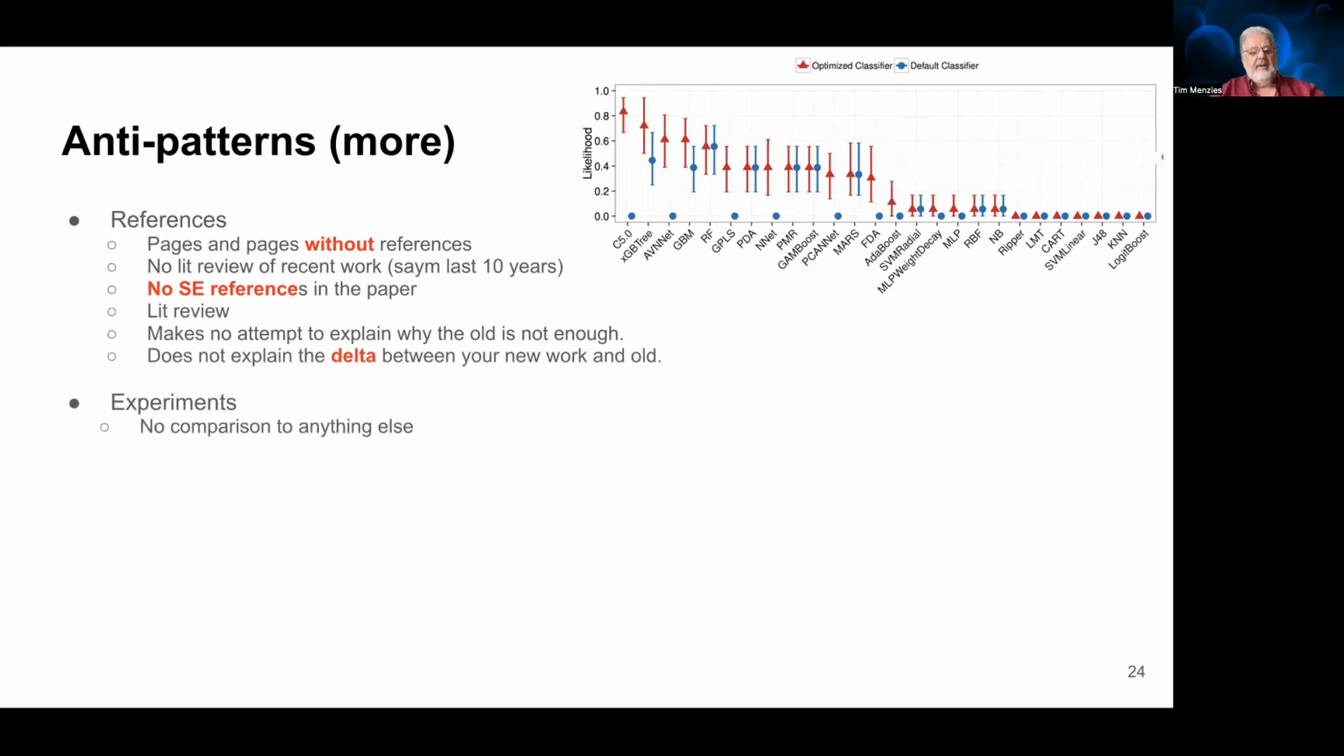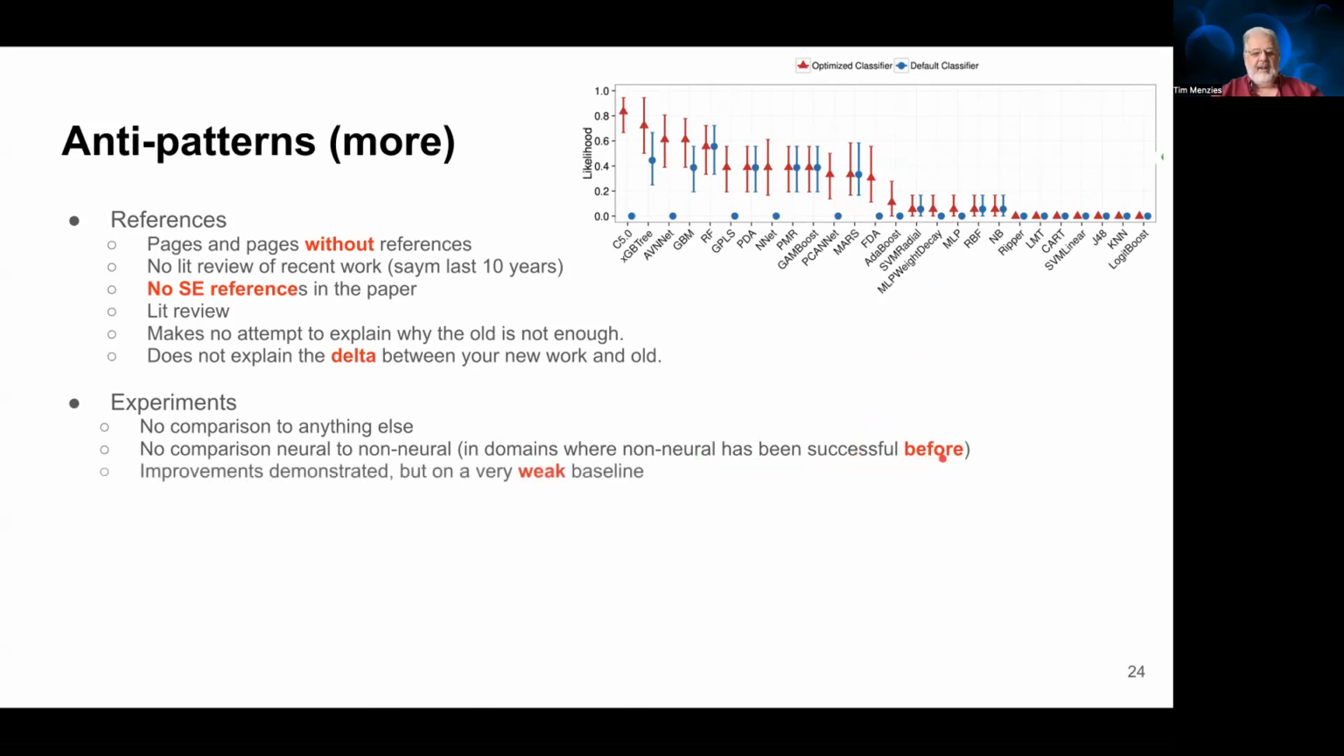Experiments, when you're not comparing to anything else, when you're not comparing neural methods, deep learning methods, to non-neural, especially in domains where non-neural has been successful before, that's a false alarm for me. Improvements demonstrated over a very weak baseline. Like if you tell me that this treatment is 4 times better than that one, but the baseline's a recall of 40%, I'm going, yeah, that's bullshit.